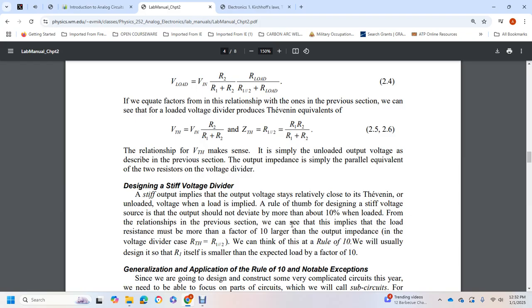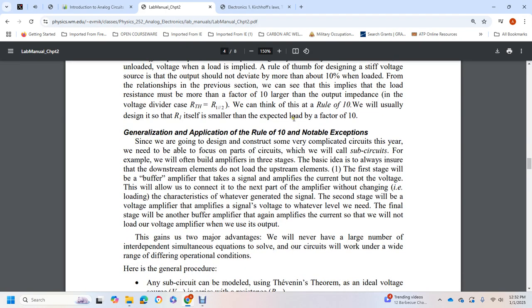The Thevenin resistance is equal to resistors 1 and 2 in parallel. You can think of the rule of 10: we design so that resistor 1 itself is smaller than the load by a factor of 10. This is a general application of the rule of 10.